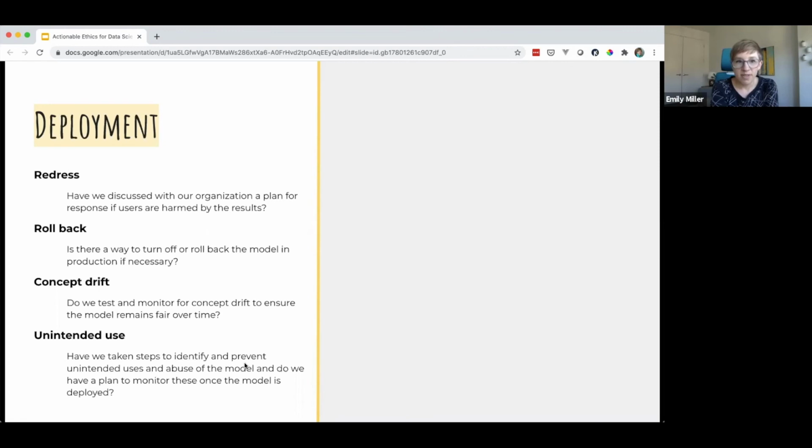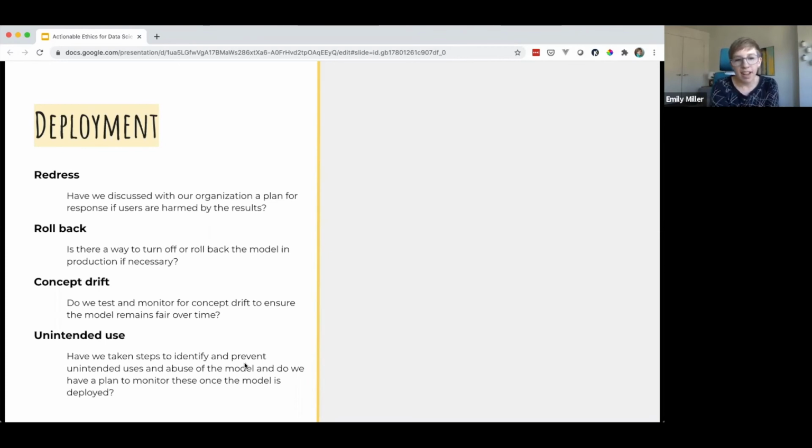Thirdly, concept drift. So do we test and monitor for concept drift to ensure that the model remains fair over time? Concept drift can be a bit tricky to understand, but essentially what we mean here is, did the statistical properties of the target variable change over time? And in simpler language, this is basically a measure of, did our world change? And if so, is our model still valid? And I'm going to give an example of this in just a moment to make it a little bit more clear.